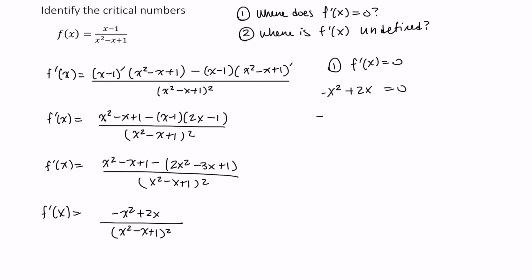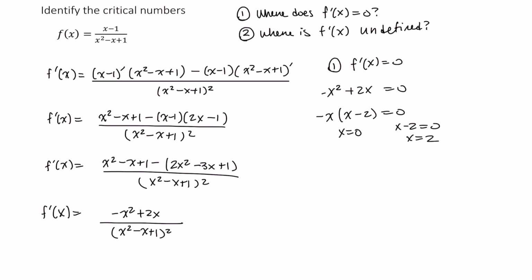So now let's factor negative x out of both terms, leaving us with negative x times x minus 2 equals 0. So x equals 0 is one critical number. The other critical number is found with x minus 2 equals 0, so x equals 2. Those are two critical numbers.